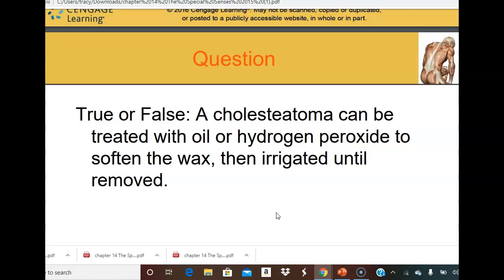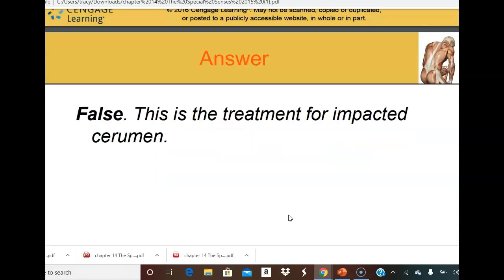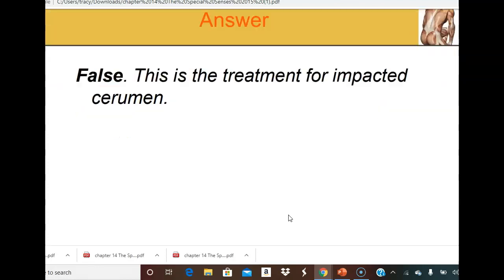True or false? A cholesteatoma can be treated with oil or hydrogen peroxide to soften the wax, then irrigate until removed. Okay, so remember, cholesteatoma was a cystic mass, so doing those measures isn't going to take care of it. Those are measures that we would do for a wax impaction or cerumen impaction.